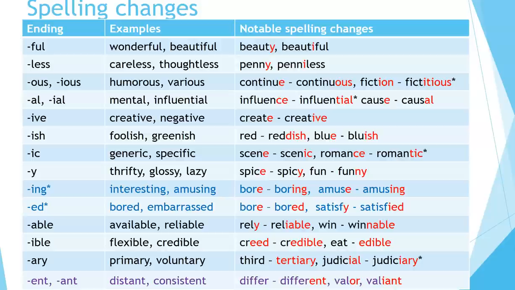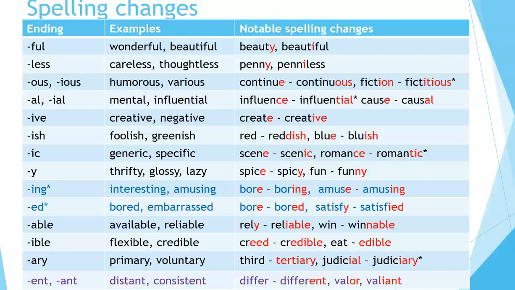ABLE: available, reliable. Again, the word rely ends in a Y, so we're going to drop the Y and add an I before the suffix A-B-L-E, reliable. When you have a short vowel sound before a single consonant, you're going to double the consonant, winnable, before adding the ending.